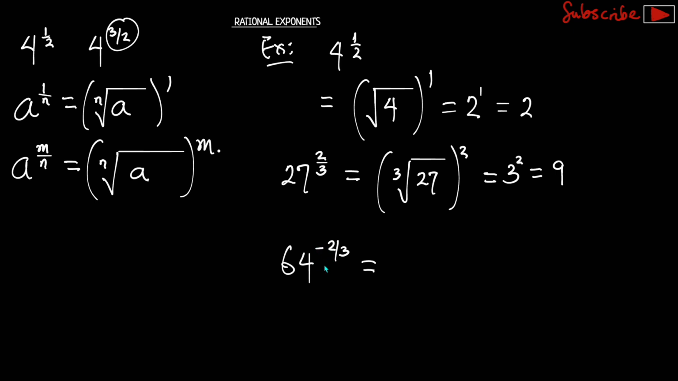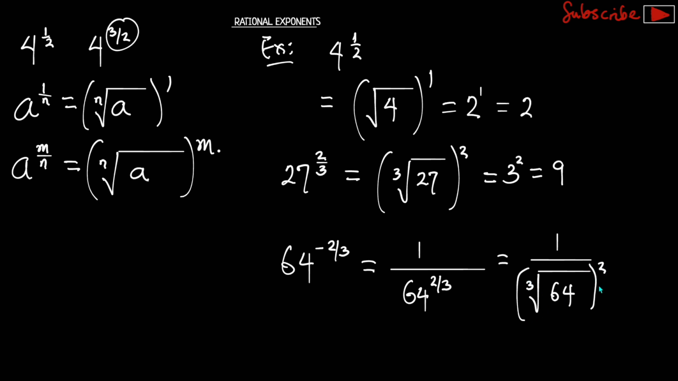Lastly, if you have 64 raised to the power of negative 2/3, this has a negative, and we know that the consequence of that is this is going to be 1 over 64 raised to the power of 2/3. That's equal to 1 over the cube root of 64 all to the power of 2. The cube root of 64 is 4. So this is equal to 1 over 4 raised to the power of 2. That equals 1 over 16.